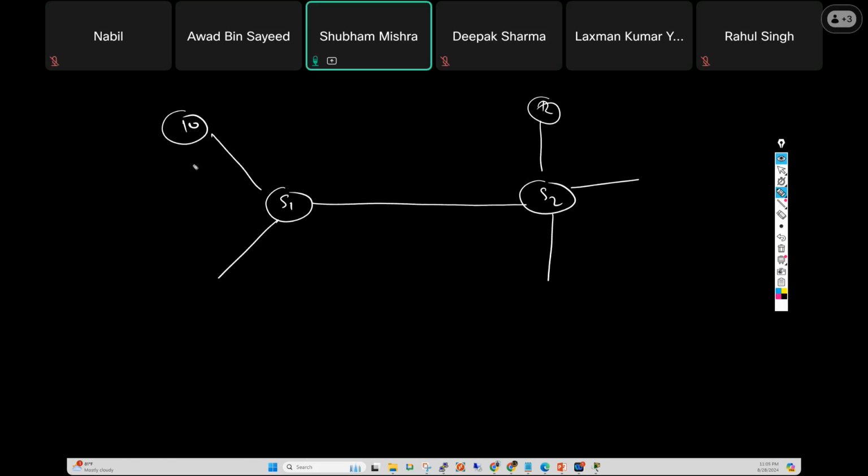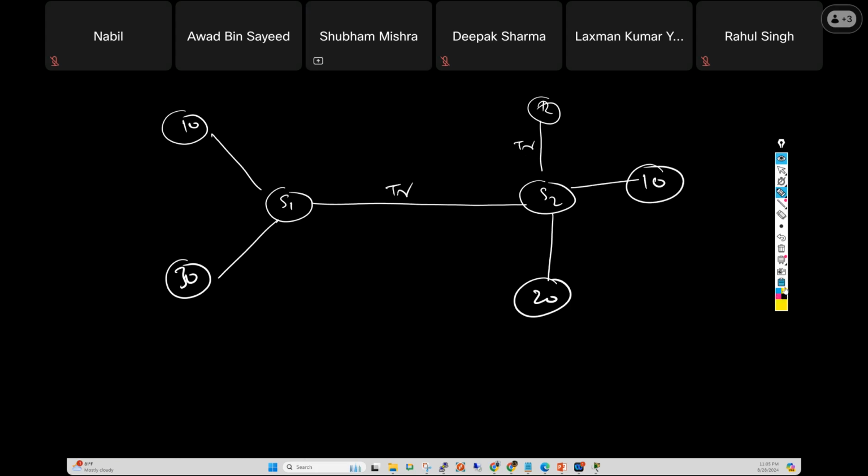Ten means VLAN number 10. Thirty means VLAN number 30. Twenty means VLAN number 20. And again, this is VLAN number 10. This is the trunk and this is the trunk. Any doubt? On this interface, I configure native VLAN 10 and here I also configure native VLAN 10. Clear, everyone? Now, this PC sends the packet, which will reach switch number 2.